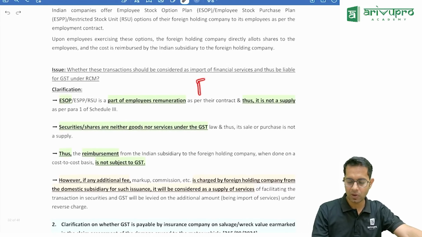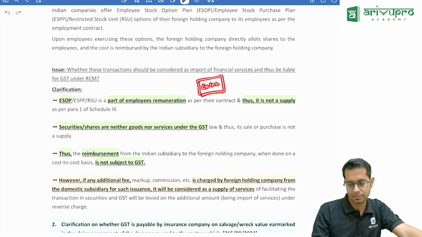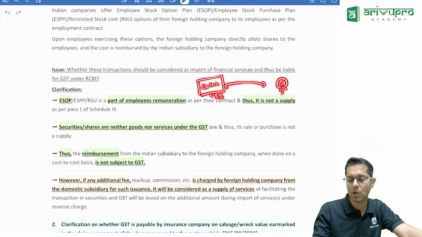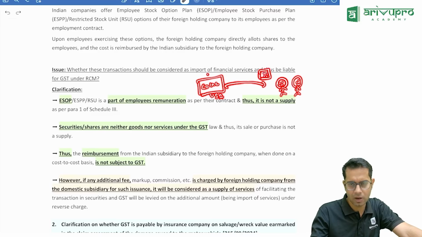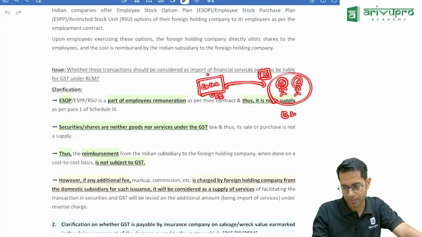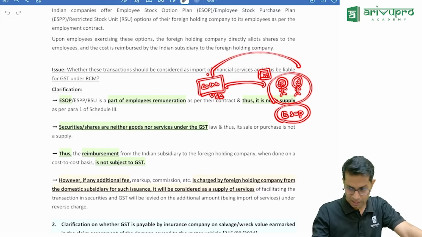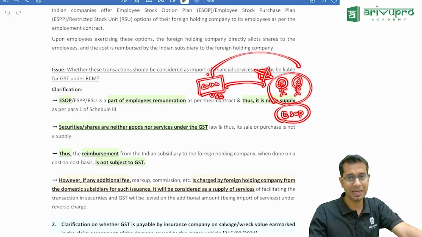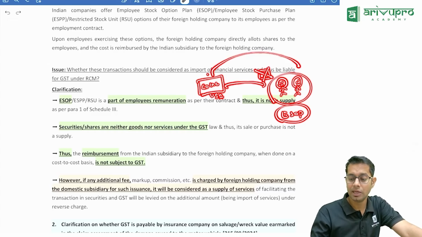let us say there is a company called Coca-Cola Inc., which is in the USA. Now Coca-Cola has its employees in India also. So here there may be a Coca-Cola company in India also. Now these employees will get something called ESOP. They are not getting ESOP from the company in India, because the company in India is not listed. They are getting ESOP from the company which is outside India.